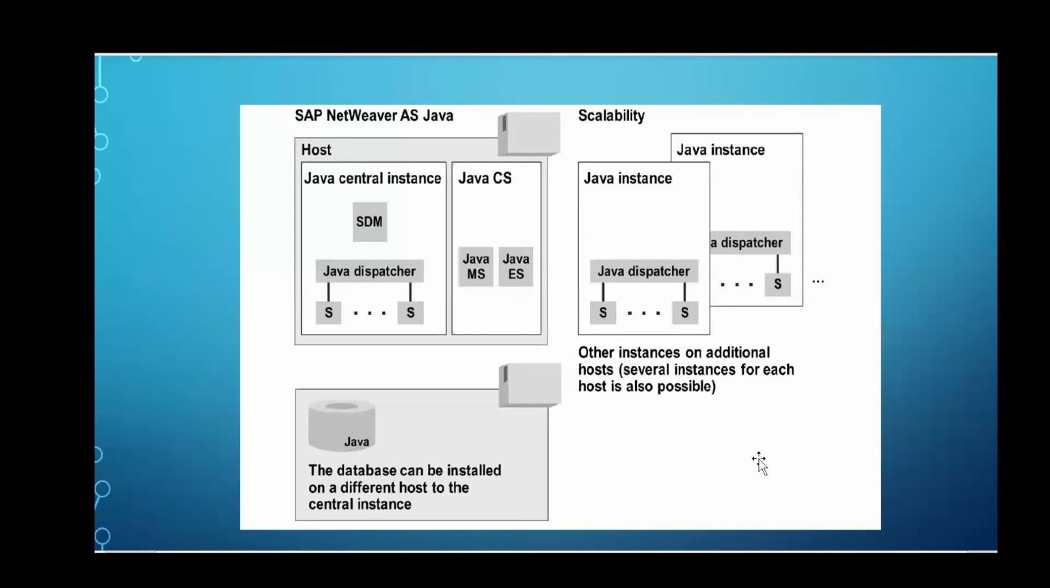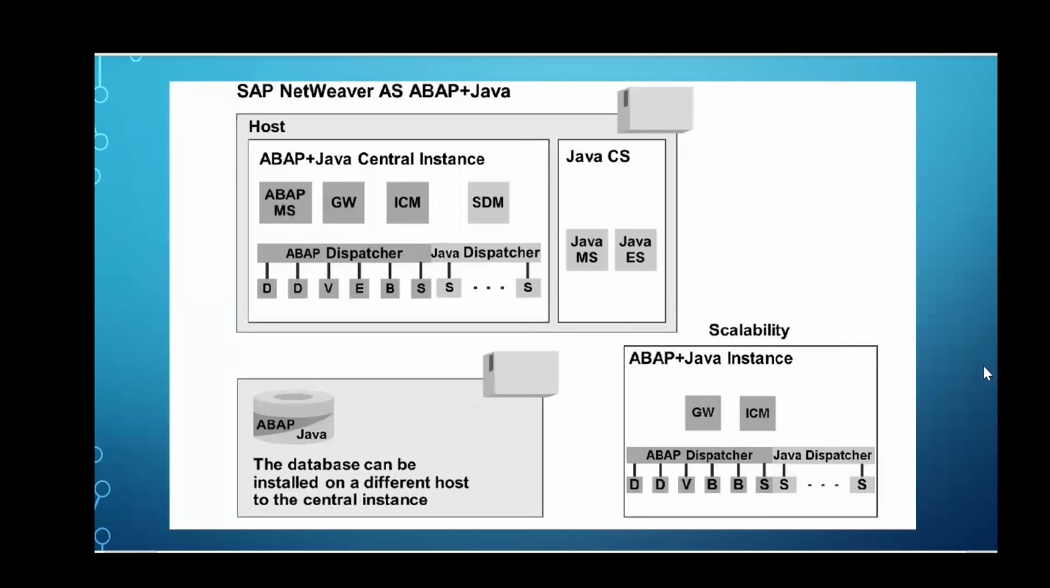Now you have seen both ABAP and Java. Now let's combine both, a dual stack. So remember both and have a look at this block and tell me your learning. What can you see here in my dual stack? ABAP plus Java central instance, and then Java central instance. And ABAP plus Java.